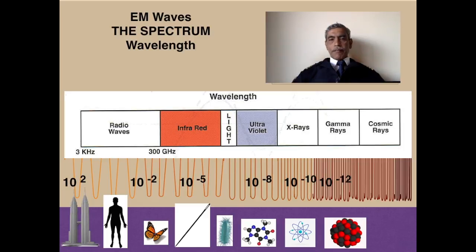about 10 to the power minus 5 meters, the tip of the needle. If we move further right, it keeps reducing, and when we come to gamma rays, the wavelength is of the order of a nucleus. That's what you need to understand.